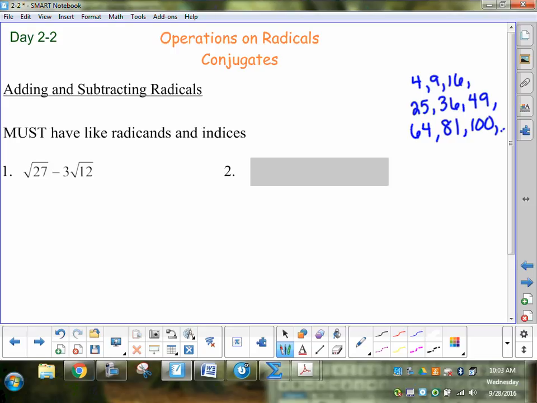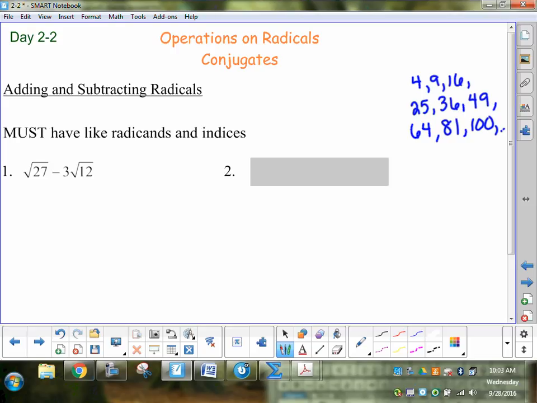Now I look at these two. Root 27, they're like indices, meaning they're both square roots. They're not like radicals yet. What perfect square goes into 27? Hands up, please, when you can tell me. These are things that need to be automatic. These are not things where we're going, I need a month to figure this out. You've got to use the calculator to go to it, but you've got to be able to get to it.